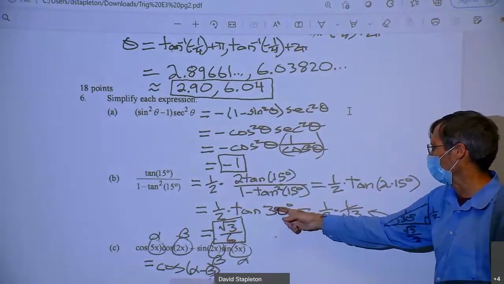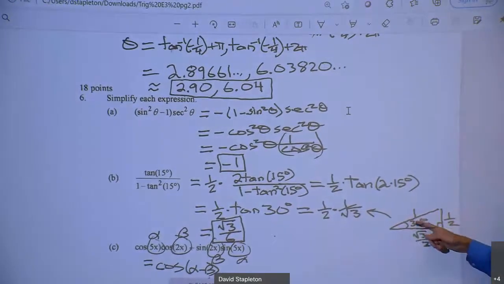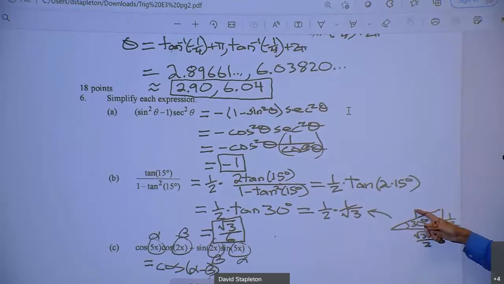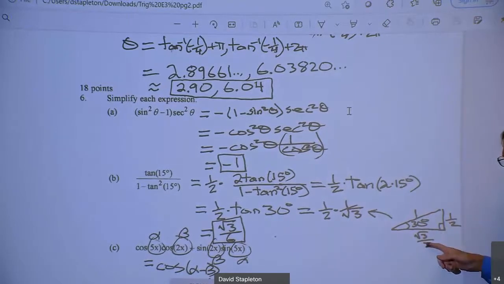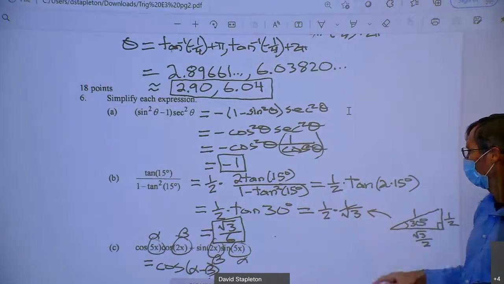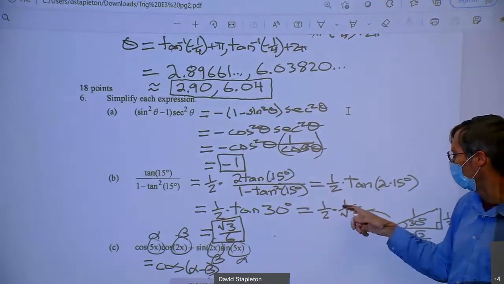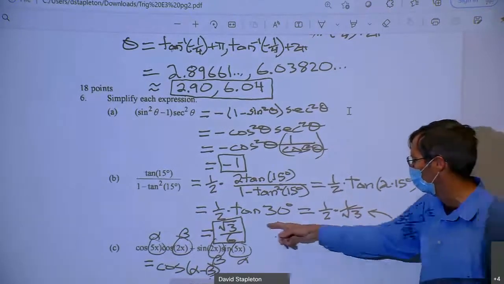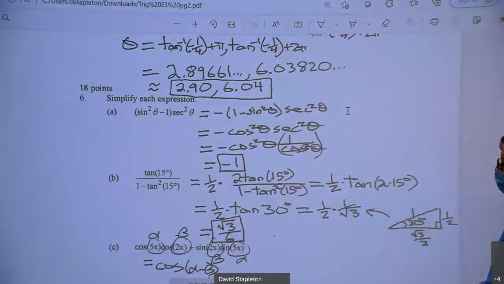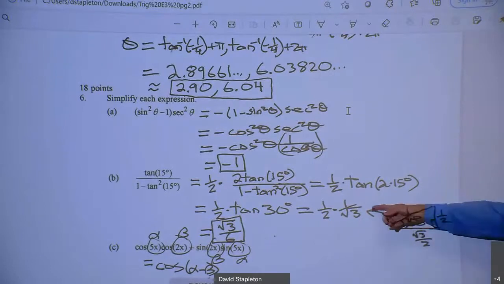Or 1/2 tangent 30 degrees, but 30 degrees is a special angle. I figured it on a triangle, right? 30-degree angle. I've got 1/2, square root 3 over 2, and 1. The tangent is opposite over adjacent. This over this is 1 over square root 3. So I'll replace tangent 30 degrees with 1 over square root 3. This is a good answer. I accept that as full credit. If you rationalize it by multiplying top and bottom by square root 3, you get square root 3 over 6. I wrote the answer that way for the test. But this answer is good too.